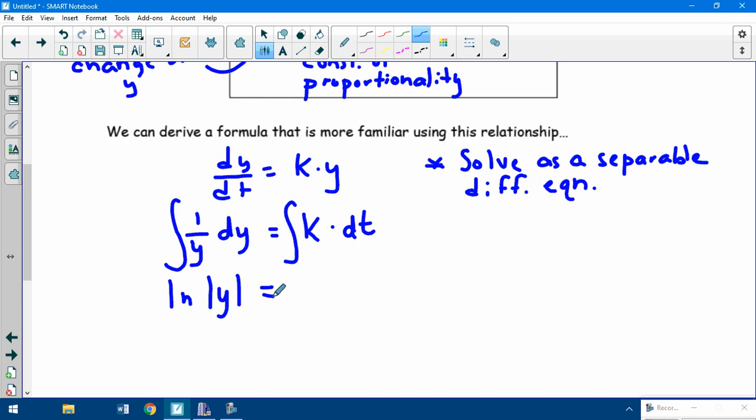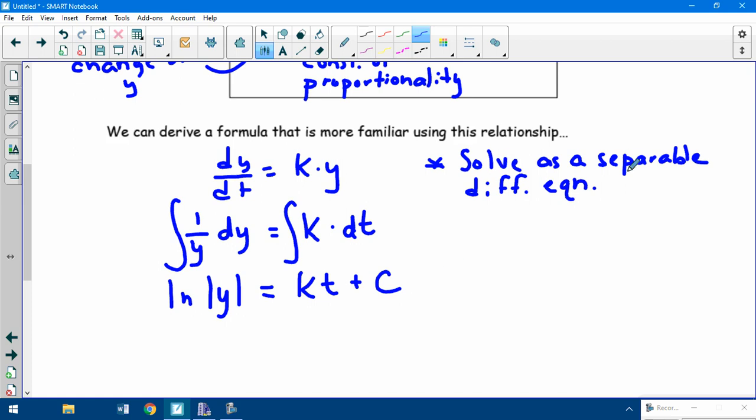What's the integral of k dt? Remember, k is just a constant like 5, so what would be the integral of 5? It'd be 5t. The integral of 7 would be 7t. So this one will be kt. And we need a plus c. Let's just throw it on this side. Doesn't really matter which side we put it on.